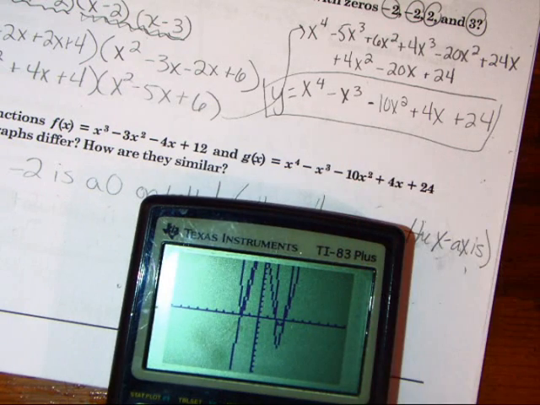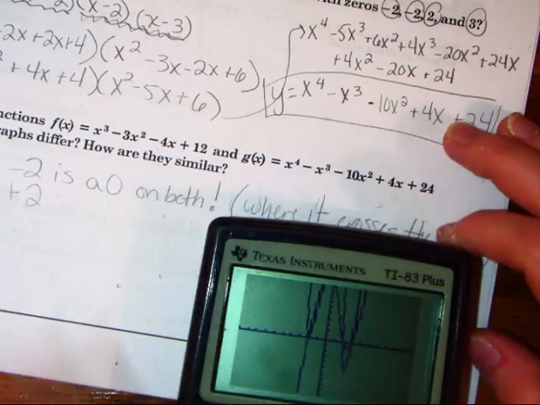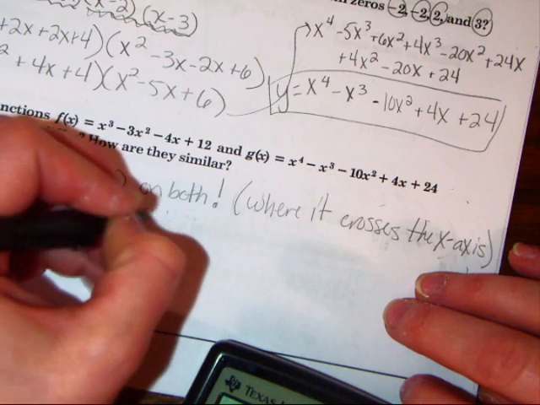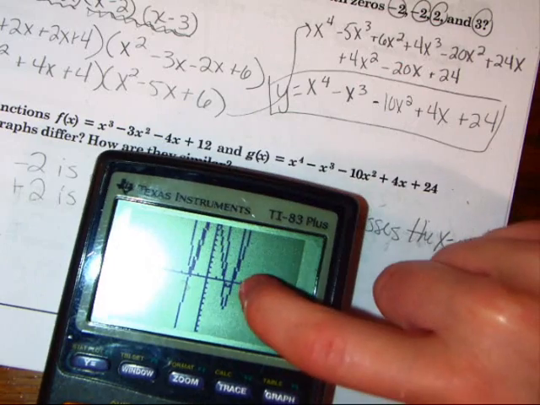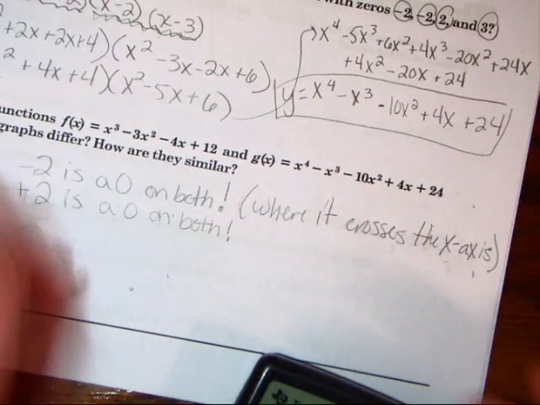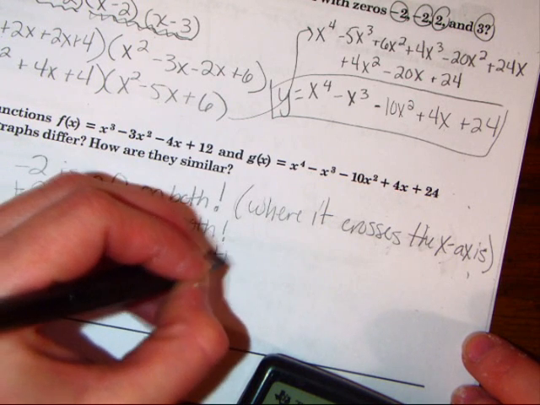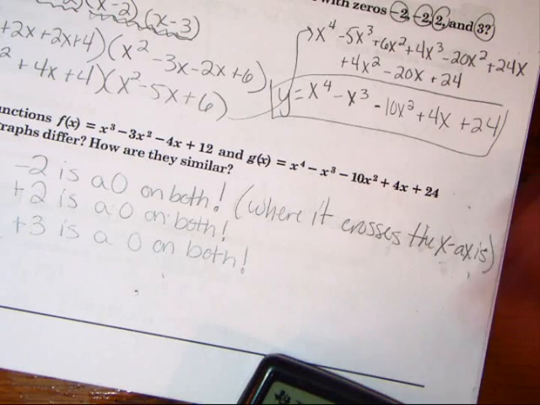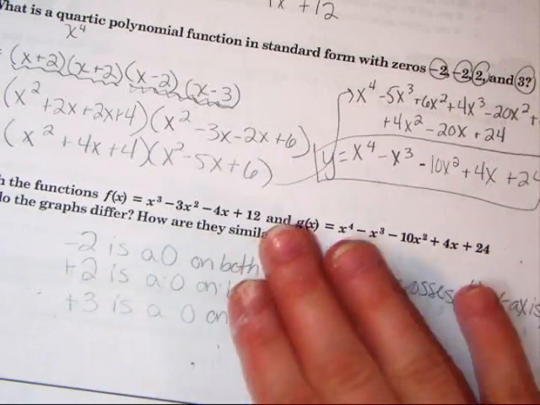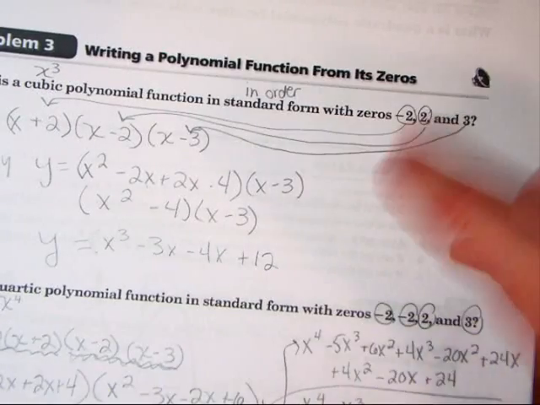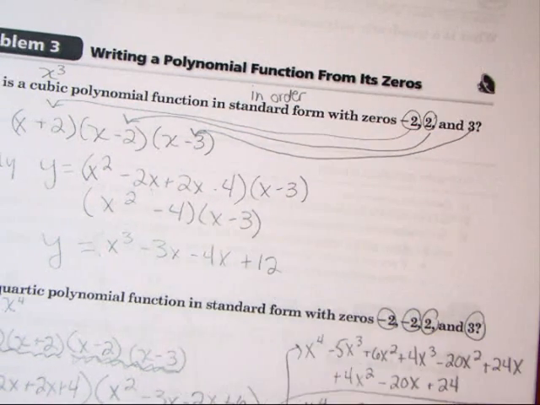Okay, let's take a look at the other ones. Can you see right here that it crosses at a positive 2 on both of them? So what we're going to write next is that positive 2 is a 0 on both. And the last thing I want you to notice is, can you see right there how it crosses a positive 3? What that means is that positive 3 is a 0 on both. So pretty neat that you can use your calculator to help you get a visual of these two problems. Now if you're wondering, could we have noticed that from before? Absolutely. Because if you guys look up here, look how negative 2 was an answer for them, positive 2 was an answer for them, and 3 was an answer for both of them.